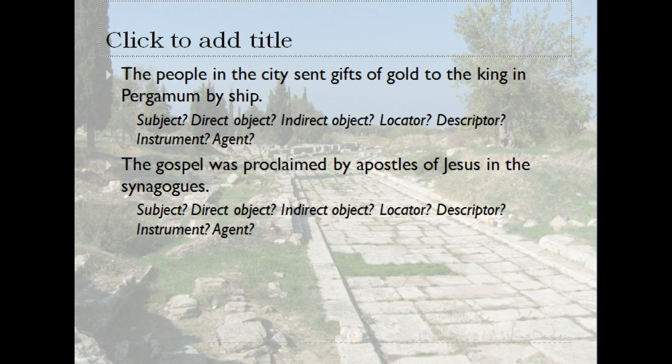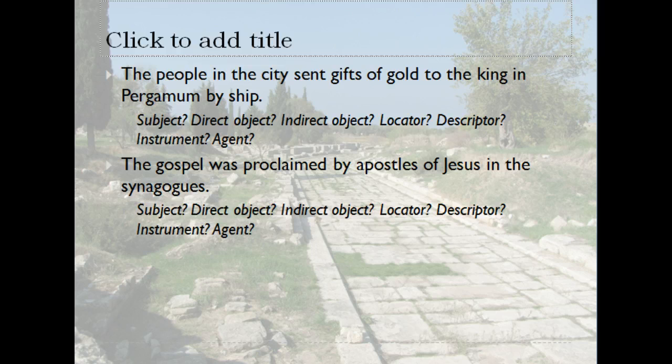The gospel was proclaimed by apostles of Jesus in the synagogues. Here, too, if you wish to press pause, go ahead and try to figure it out. Here, the gospel is the subject. It appears before the verb, and the verb here is a passive one this time. The gospel was proclaimed. In a passive construction, there won't be a direct object, because the subject is really the recipient of the action. The gospel is what is being proclaimed.